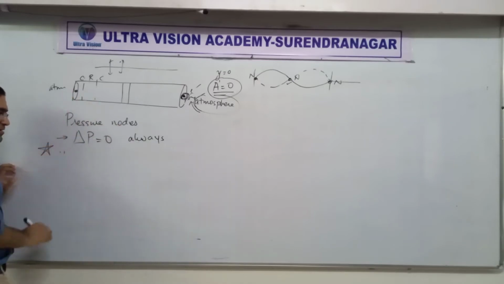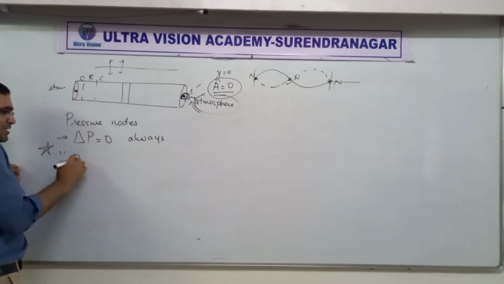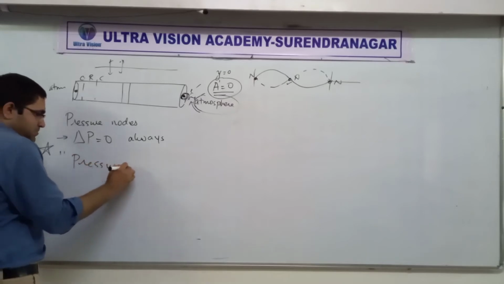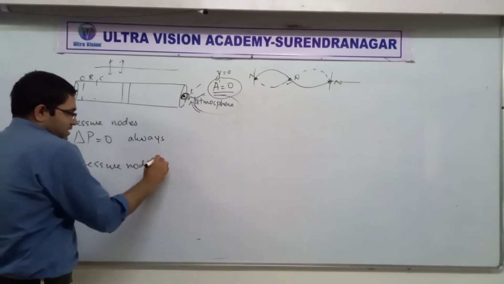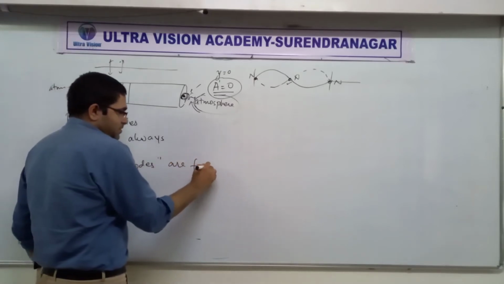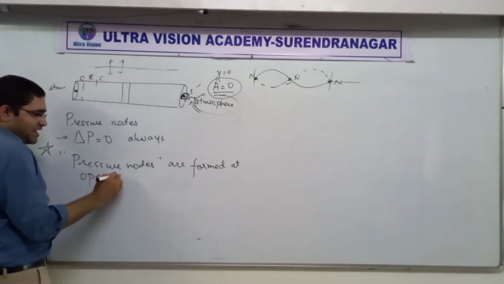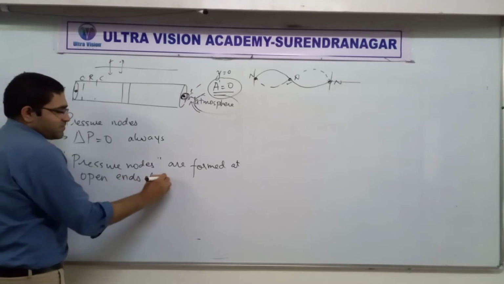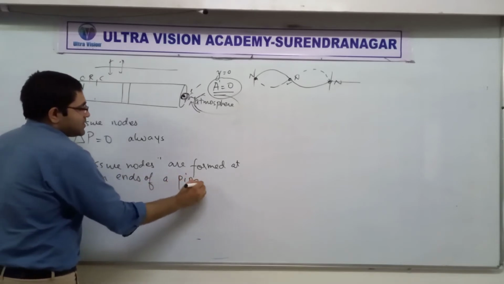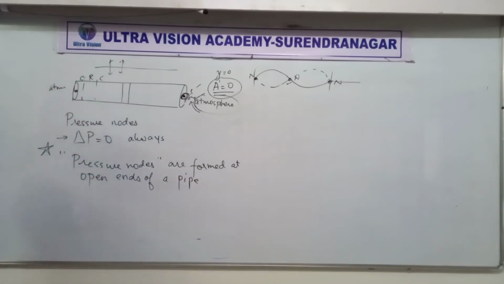It's an important point. Okay? Pressure nodes are formed at open ends of a pipe. Did you understand this sentence? Pressure nodes are formed at open ends of a pipe.